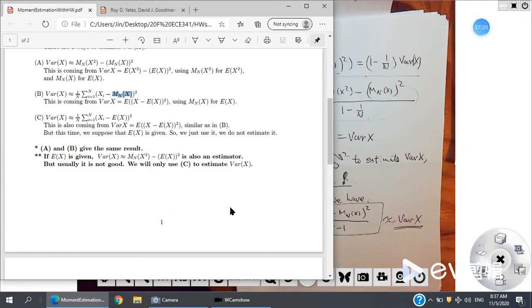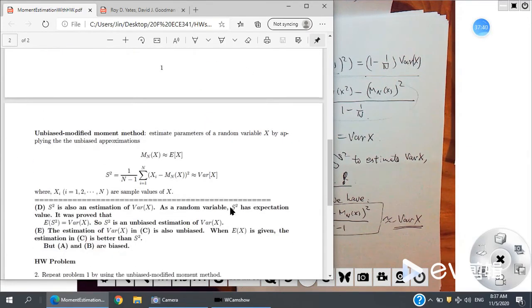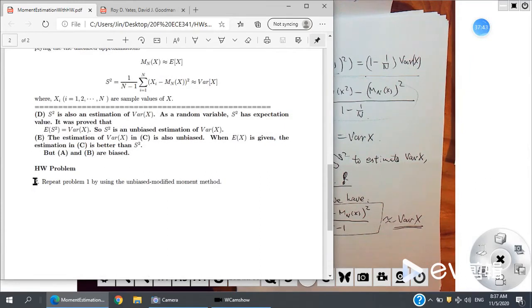Okay, then we have some more homework. Actually, you see here, repeat problem 1 by using the unbiased modified moment method. The whole process works very similarly to the first problem. The only difference is that when you calculate this part, you need to use S squared, dividing by 1 over n minus 1, right? Then you have S squared as the estimation of the variance. Then you do all the rest of the calculation. The only different thing is here.